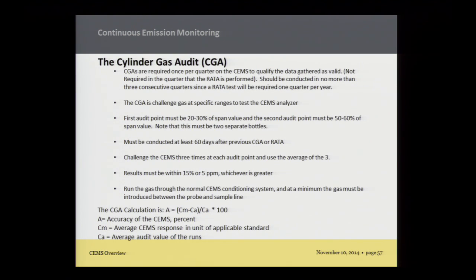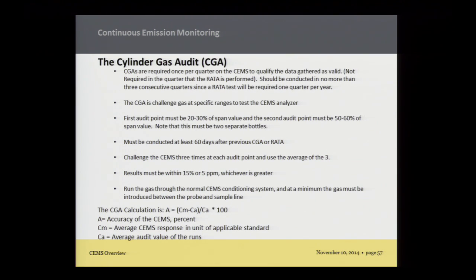You challenge the CEMS 3 times at each audit point and use an average of the 3, and the results must be within 15% or 5 ppm, whichever is greater. You run the gas through the normal CEMS conditioning system. At a minimum, the gas must be introduced between the probe and sample line, so it's got to go back up through the whole system. You can't just shoot it to the analyzer, right? You're showing that you're qualifying your system.